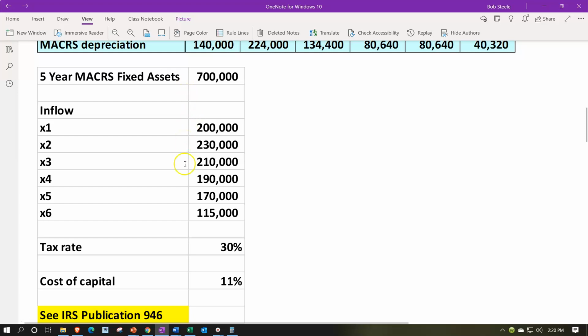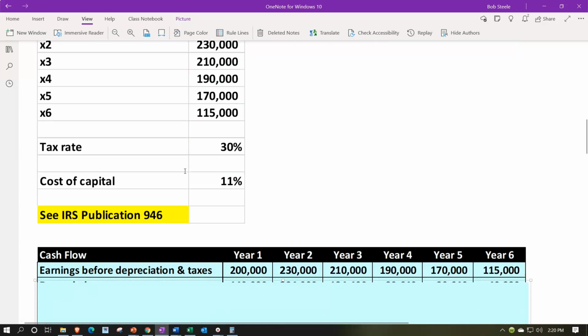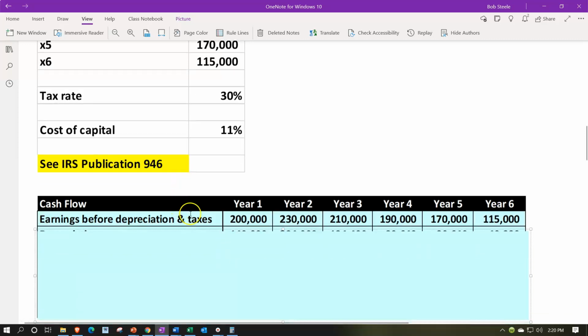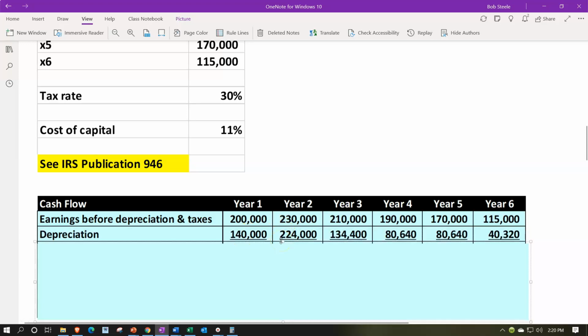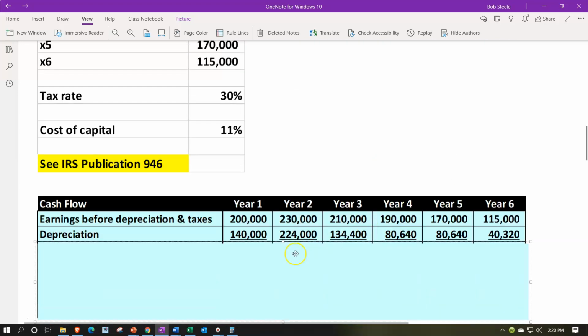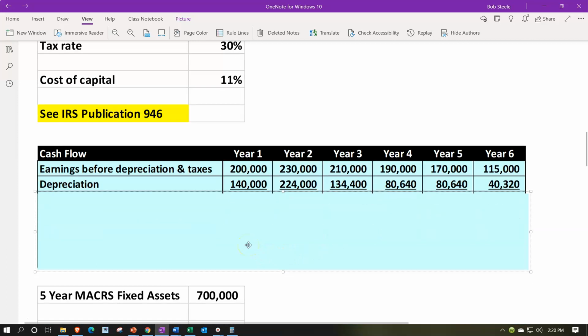We're going to need to then get these future cash flows. So we want to think about the tax impact from this cash flow. We're just going to list these out: year 1, 2, 3, 4, 5, 200,000, 230,000, 210,000, 190,000, 170,000, and 115,000. Then we're going to subtract out the depreciation. So we calculate the depreciation here, just taking this whole column and pulling it on down. This is the depreciation that we want to deduct so that we can then figure out the tax, which will have a cash flow impact.